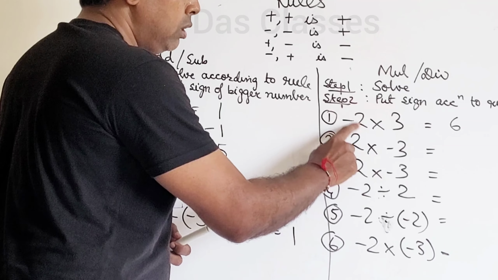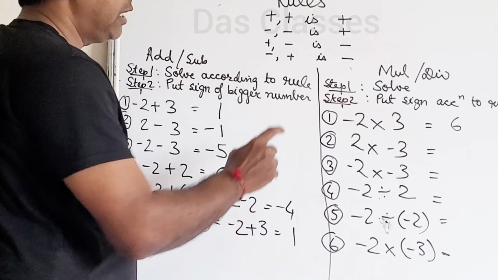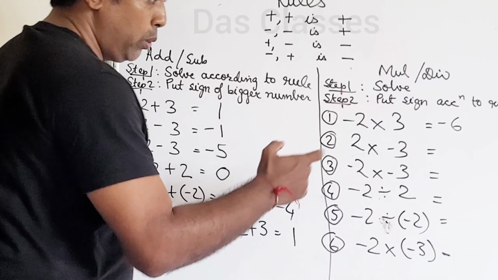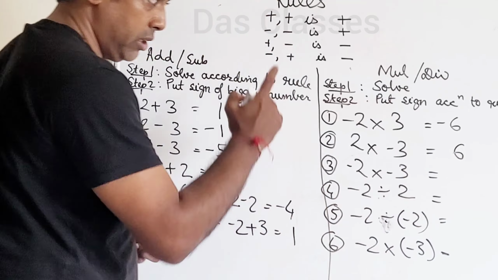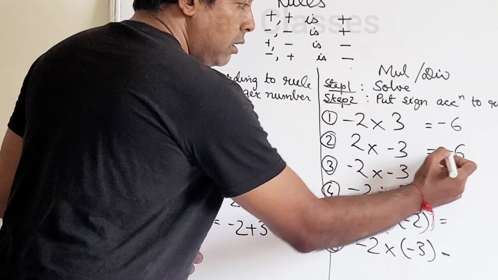Now, what's the rule? As you can see, 2 has a minus sign and 3 has no sign, means it's a plus sign. Minus plus is minus, so you'll put a minus sign over there. 2 into 3, again, 6. First step solve, and then according to the rule, plus minus is minus, minus.